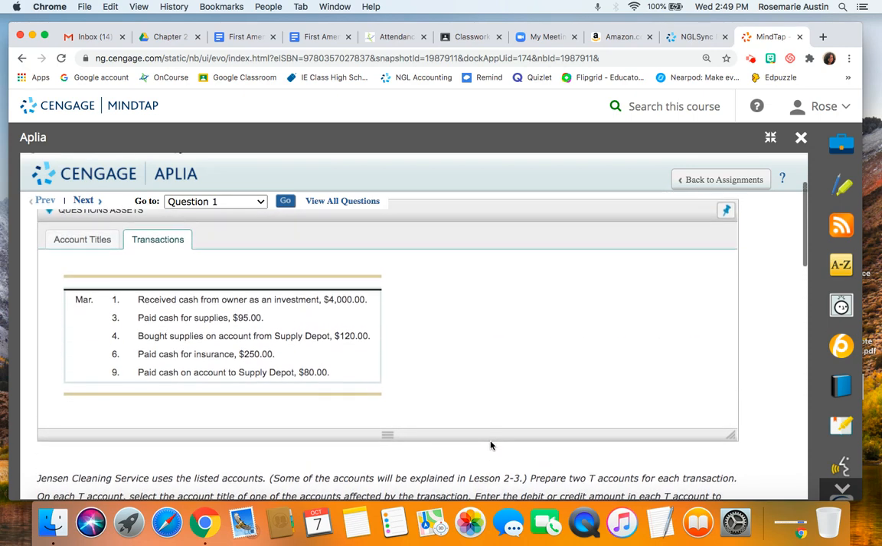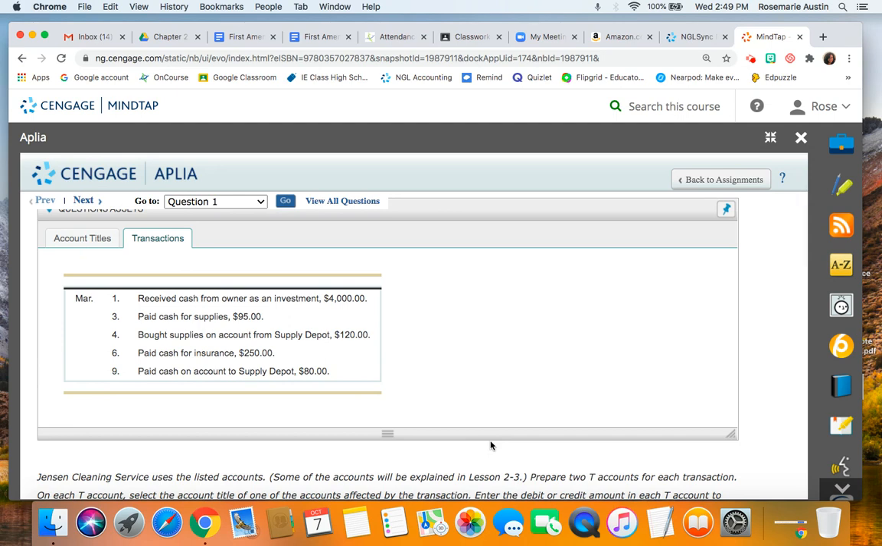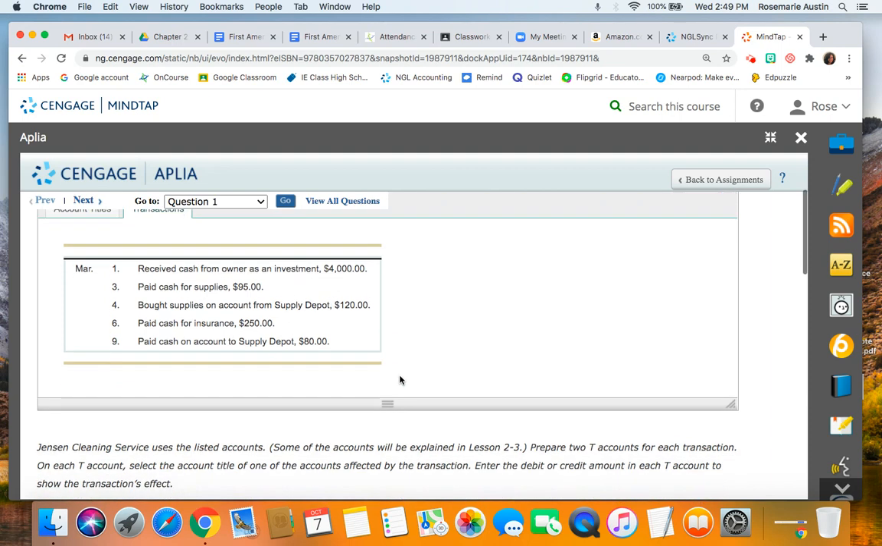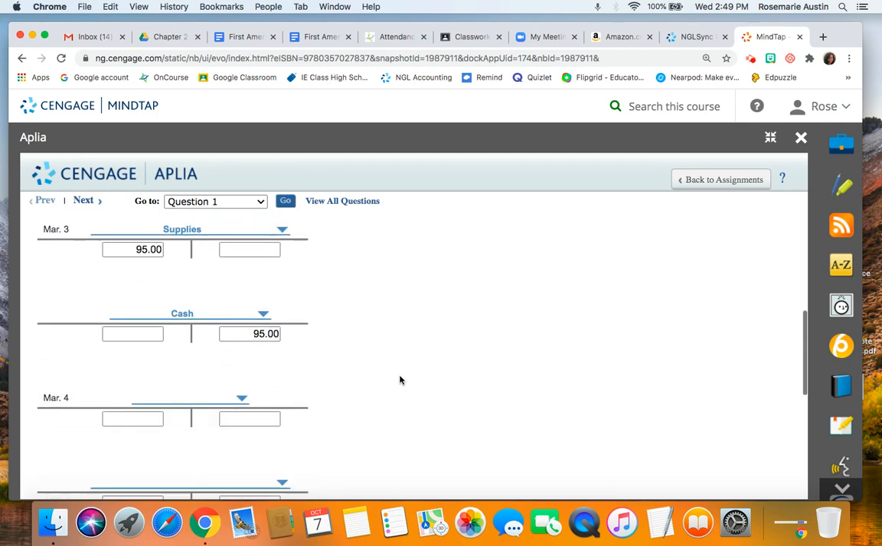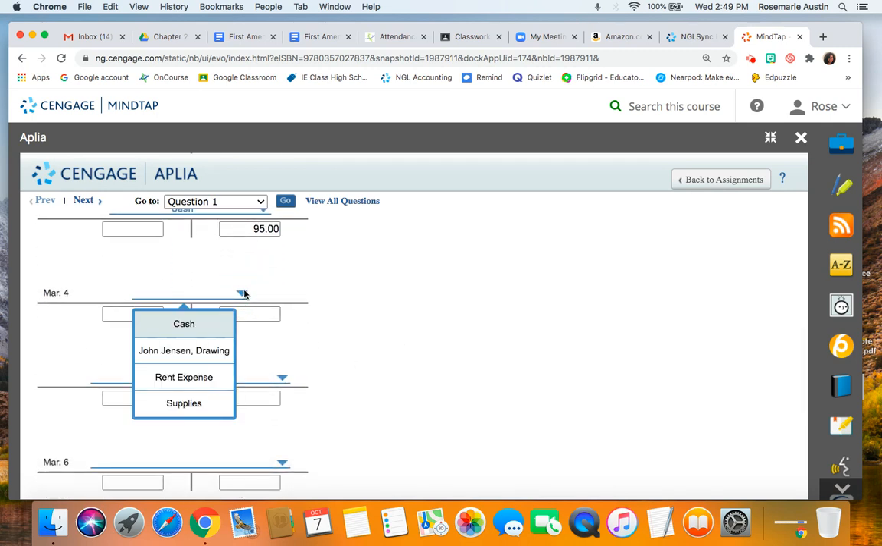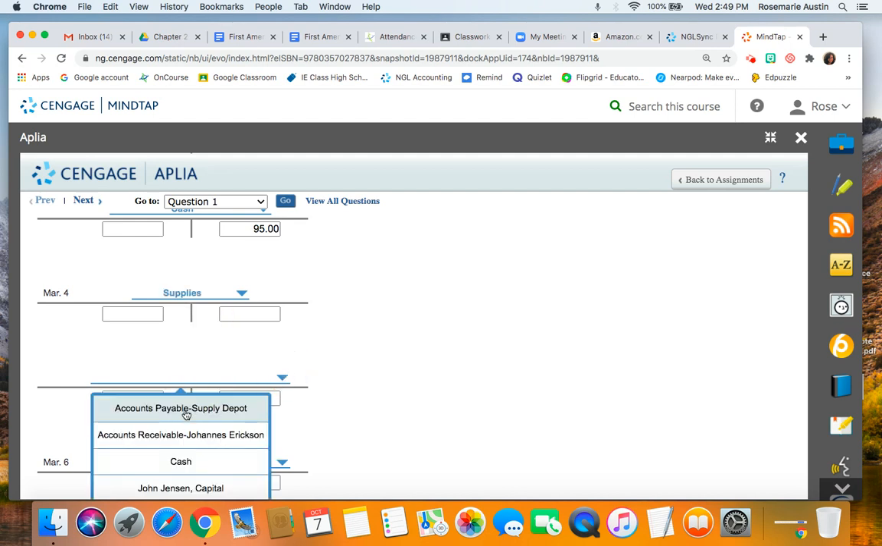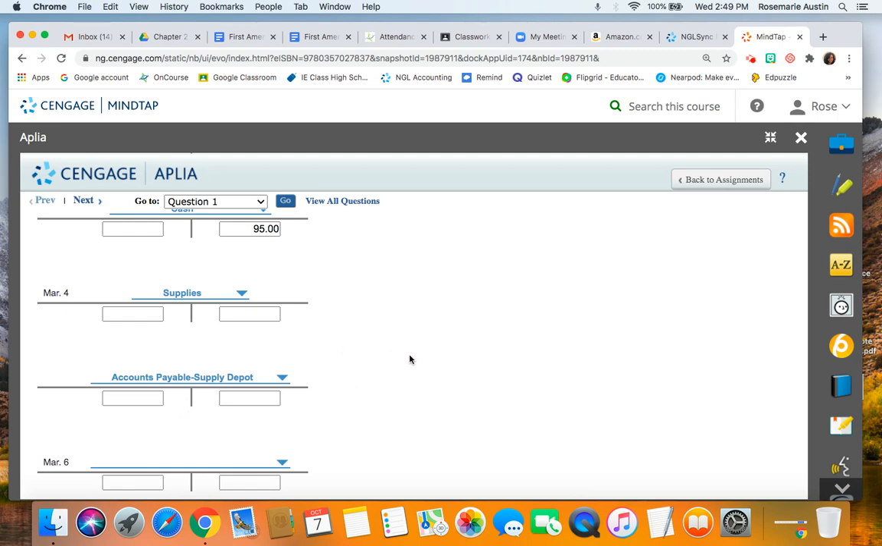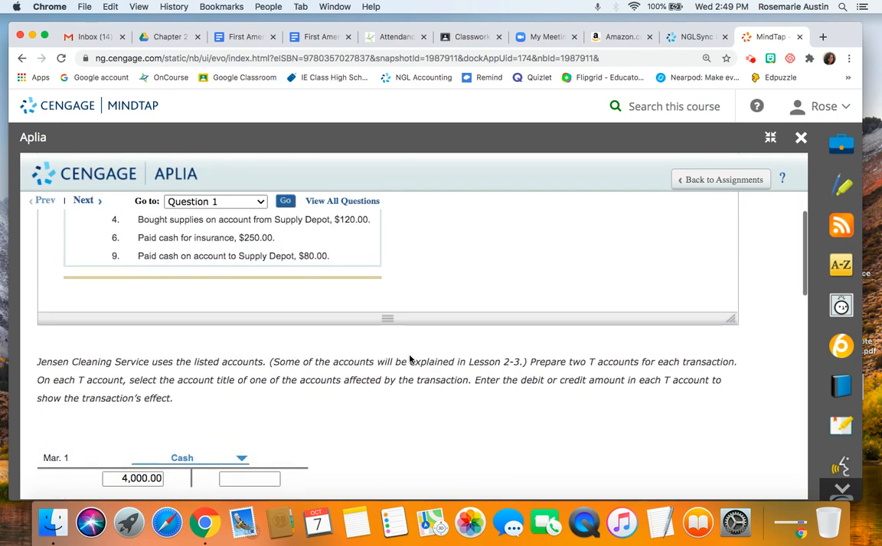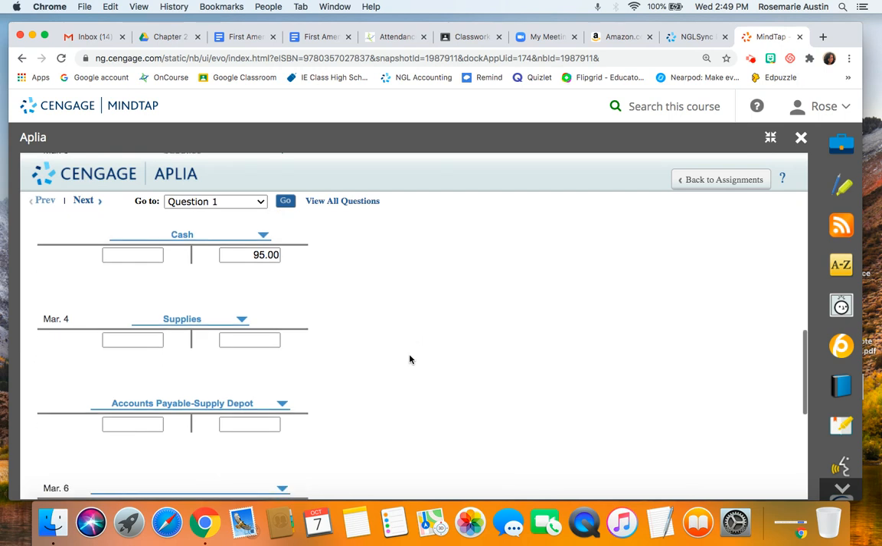Okay. The fourth, bought supplies on account from Supply Depot, $120. So supplies and Supply Depot are going to be our 2 accounts. All right, $120 is the amount, so we'll have to remember that. So let's choose our accounts, supplies, and accounts payable, Supply Depot. How much was the money? I already forget. $120. So supplies increases, 120, and accounts payable is a liability that also increases, and that's a credit entry.